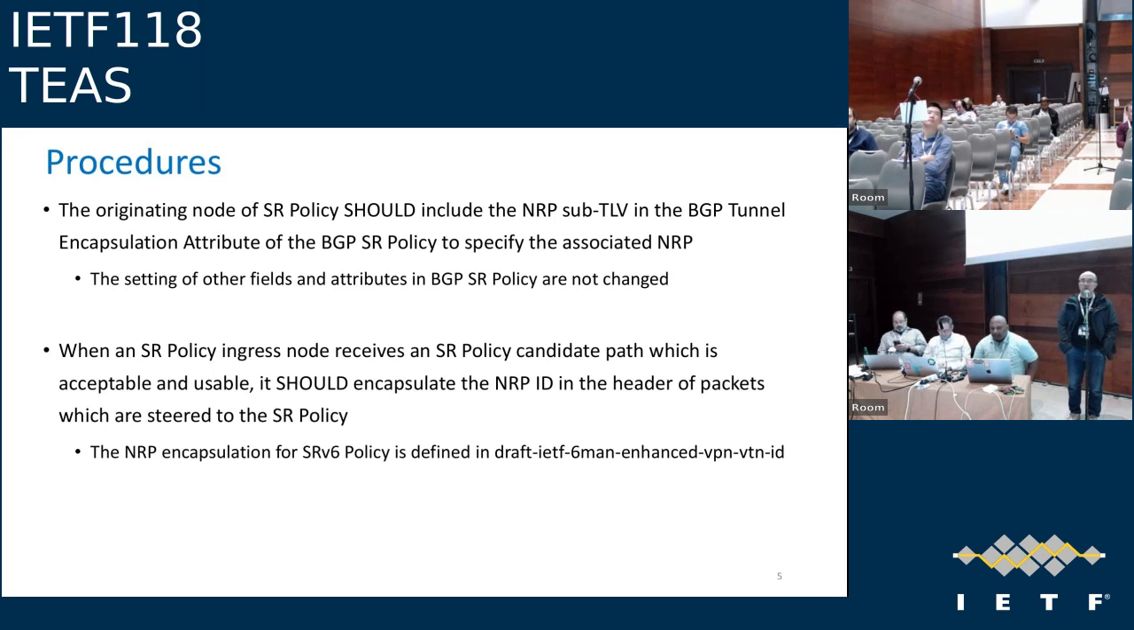Here are the procedure updates when the SR policy is associated with the NRP. The originating node of the SR policy should include this NRP sub-TLV in the BGP tunnel encapsulation attribute when it is used to advertise a policy to the head-end node. The setting of other fields is kept unchanged. When the SR policy ingress node receives an SR policy candidate path which is acceptable and usable, it will encapsulate an NRP ID in the header of the packets which are steered to the SR policy. The encapsulation for SRv6 policy to carry this NRP ID is defined in this 6man draft. Okay, next slide.